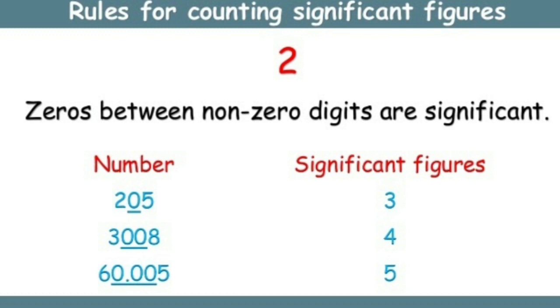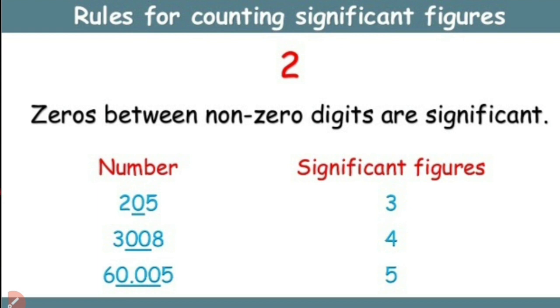3008, number of figures becomes 4. Now 60.005. So here comes a decimal point. But all the zeros between any two non-zero digits are significant, whether there is a decimal point or not, irrelevant of the position of the decimal point. All the zeros between non-zero digits are significant. So here the number of significant figures becomes 5. There are 3 zeros between 6 and 5, so the number of significant figures becomes 5. Hope it is clear.